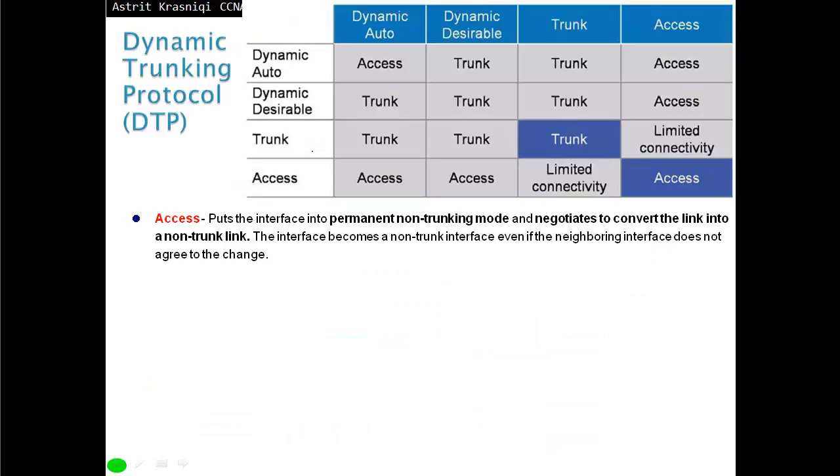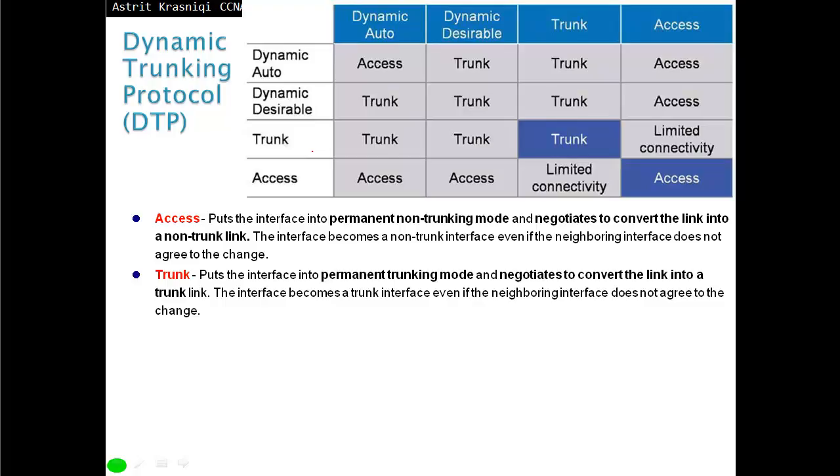So we have an access port, which puts the interface into permanent non-trunking mode and negotiates to convert the link into a non-trunking link. The interface becomes a non-trunking interface even if the neighbor interface does not agree to the change. For example, if an access port is on this side, it doesn't matter what the other side is. It can be a trunk, dynamic desirable, dynamic auto, it doesn't matter. It's still going to be an access port. Or we can say a trunk port: a trunk port will always be a trunk. It's like permanently setting it to be a trunk port.